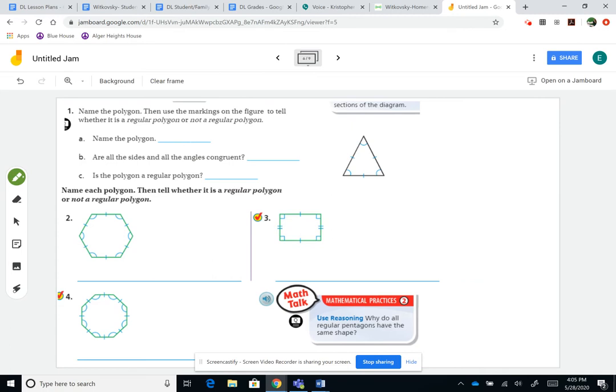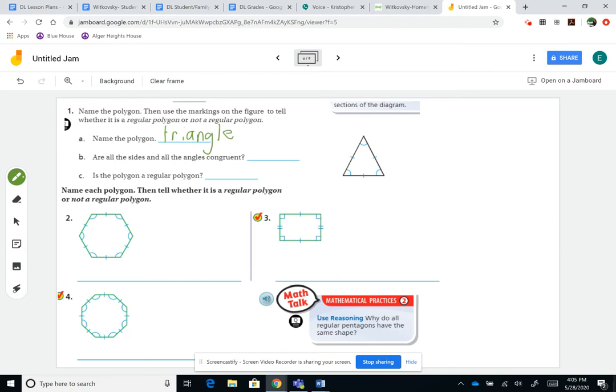Name the polygon, then use the markings on the figure to tell whether it is a regular polygon or not a regular polygon. Name the polygon. Well, what shape is that? Hopefully that will be pretty easy for you. It is a triangle. T-R-I-A-N-G-L-E. Nope, not angel. Angle. Whoops. G-L-E. All right, it's a triangle.